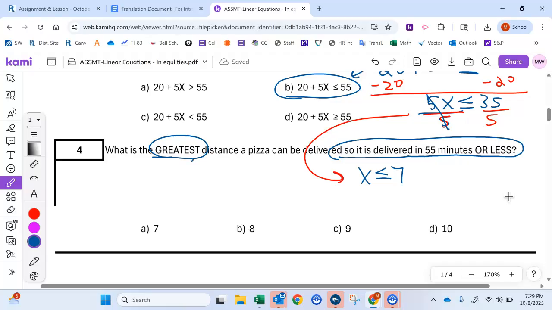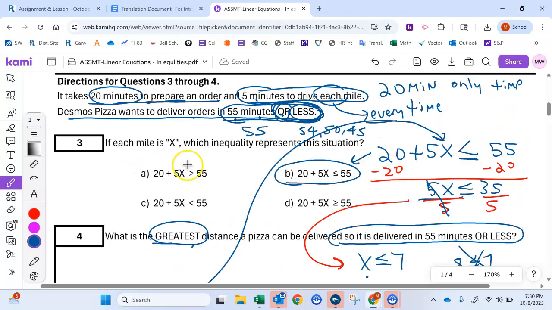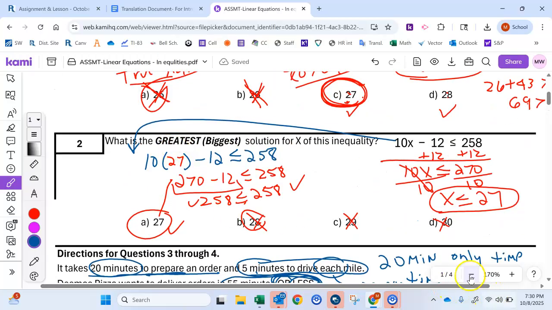So what's the greatest distance? Well, 7 would be okay, right? Can it be 8? No, because 8, is that true? No. So it can't be 8 or anything bigger. So basically, this one's going to be A. But also, if we wanted, we could try 7 in the equation there by substitution, and it would be true. But if we tried 8 in that equation, if you want to try it, go ahead, it would be false, okay? So that's how you do questions 1 through 4.